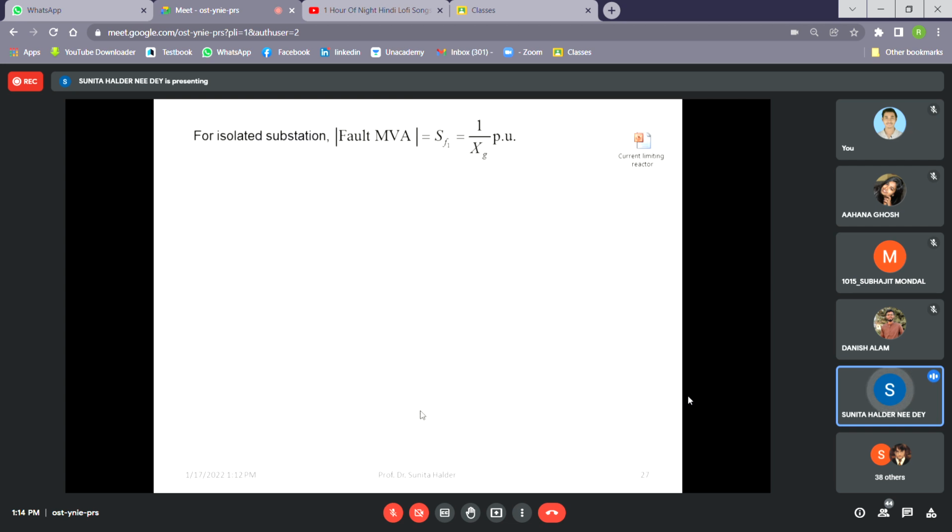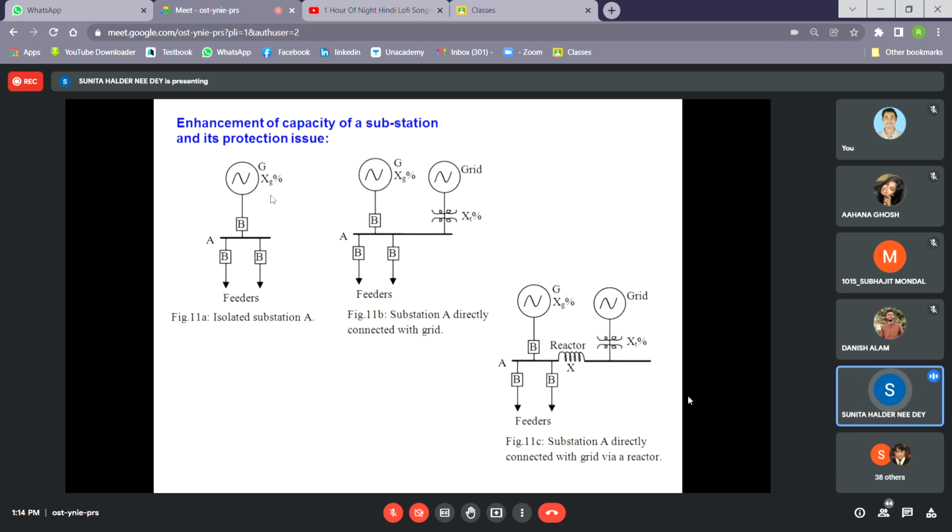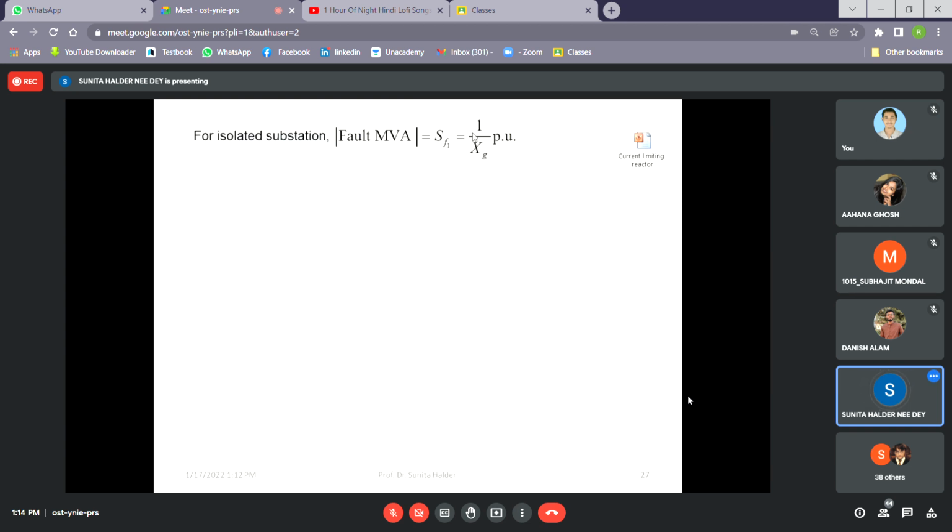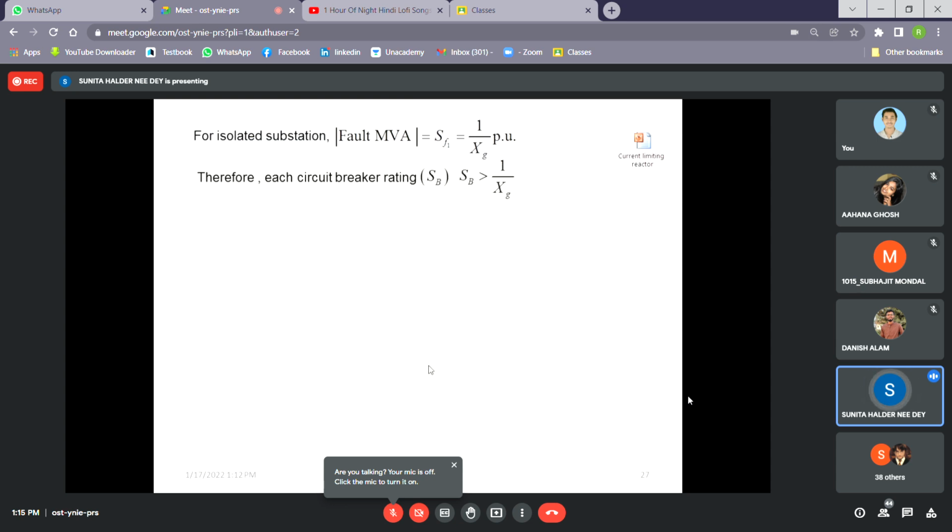Say for an isolated substation, there was only one generator in parallel. So the fault MVA will be 1 by Xg, and the fault current will be 1 by Xg per unit. The pre-fault bus voltage is 1 per unit, so the fault MVA in per unit will be the same as the fault current. So it is 1 by Xg per unit.